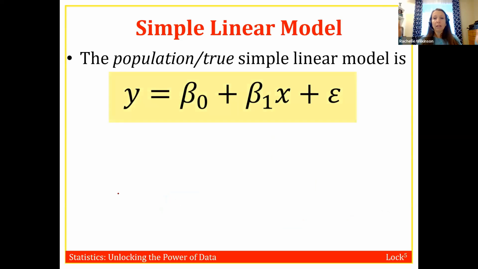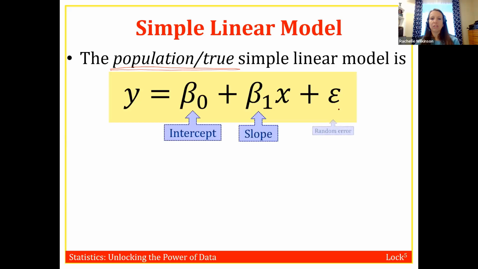So here we're going to introduce this population model, and it looks like this. The population model would be if somehow we were able to measure everybody in the population and then make our regression model based on everybody, then this is what it would look like. It would look like Y is equal to beta naught plus beta 1 X plus epsilon. And the epsilon is basically just a term for random error.